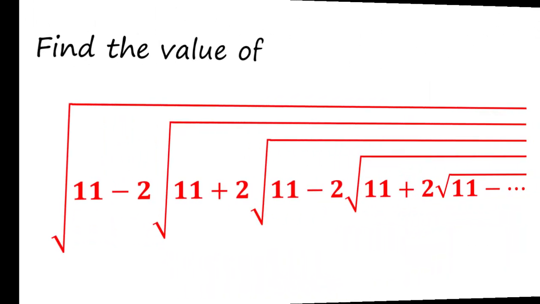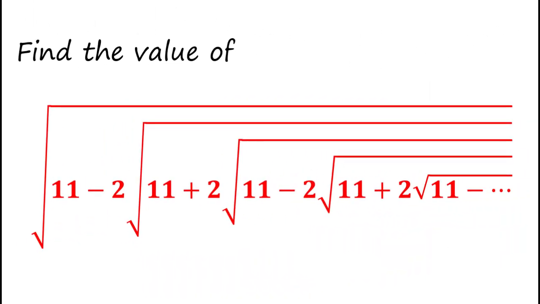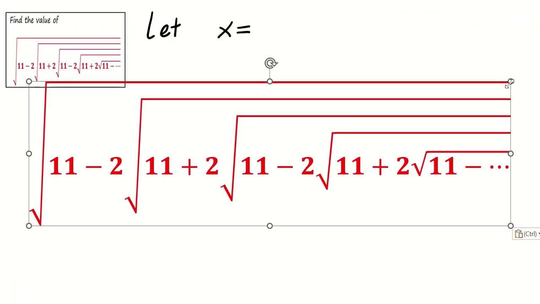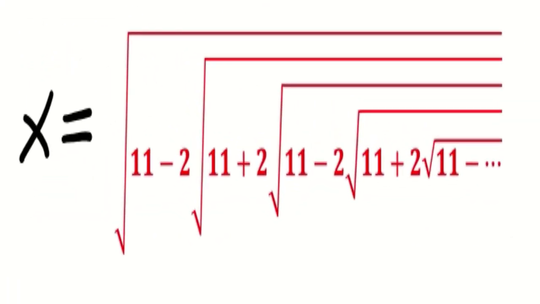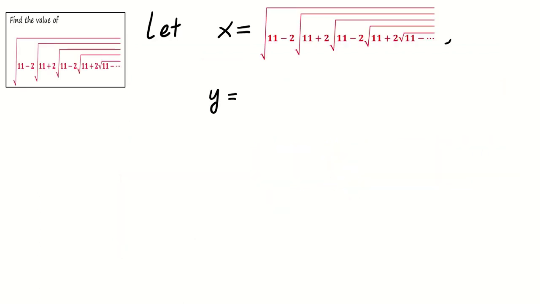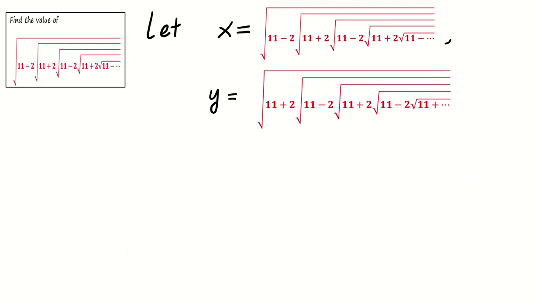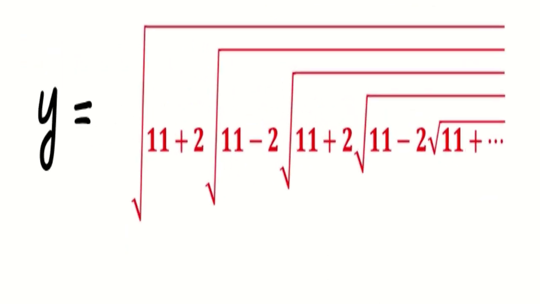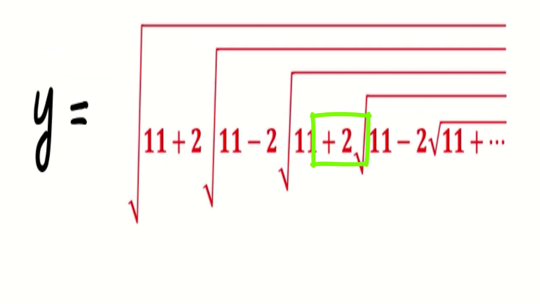The previous method gives us some idea. So we may let x to be this expression. Take note that the sign is minus plus minus plus minus plus. So we can let y to be another expression. It looks almost similar except for the signs plus minus plus minus.